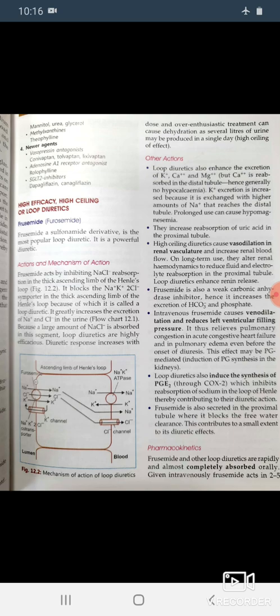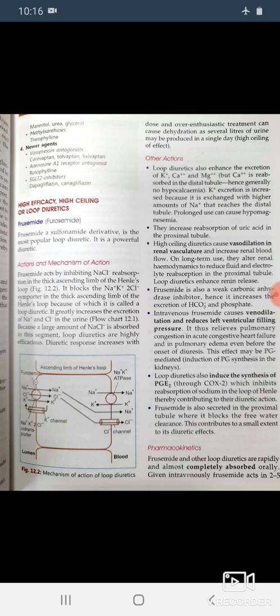Second mechanism is that it is also a weak carbonic anhydrase inhibitor. So by inhibiting the enzyme carbonic anhydrase, it also produces diuresis. Third, it also induces the synthesis of prostaglandin E2, and that inhibits the reabsorption of sodium in the loop of Henle and produces diuretic action. And fourth, it is also directly secreted in the PCT and blocks free water clearance. So by these mechanisms, it produces the diuretic action, and that is very highly efficacious.